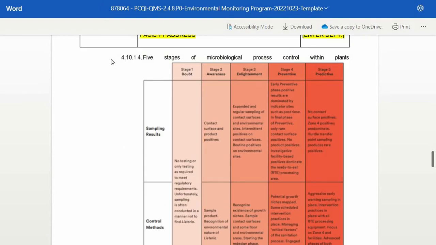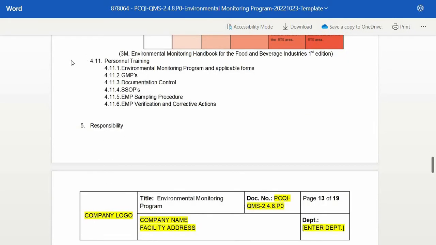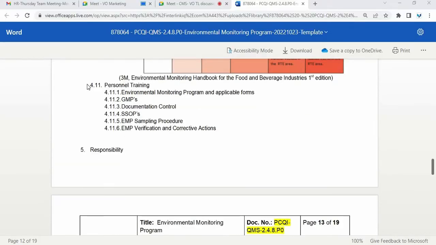And fourth, 5 stages of microbiological process control within plants, which are doubt, awareness, enlightenment, preventive, and predictive. Lastly, under procedure is personnel training, which includes environmental monitoring program and applicable forms, GMPs, documentation control, SSOPs, EMP sampling procedure, and EMP verification and corrective action.